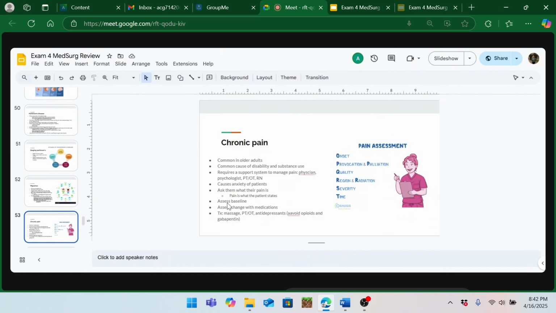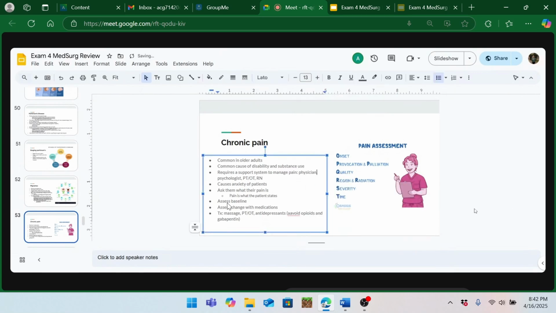Chronic pain is common in older adults. They've got more wear and tear on their body. It's a common cause of disability. It causes substance abuse because these people just don't want to hurt. And then it requires a support system to manage the pain. You're going to have a team of people: your physician, psychologist, sorry. They can supply you with medications to try to decrease symptoms of depression, anxiety, things like that that might be contributing. PT, OT, and then the nurse, of course.